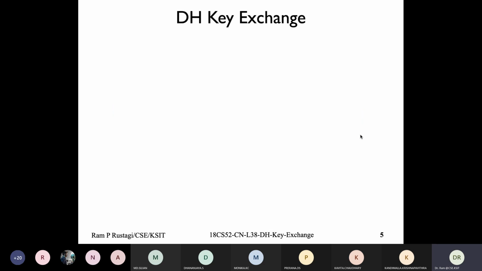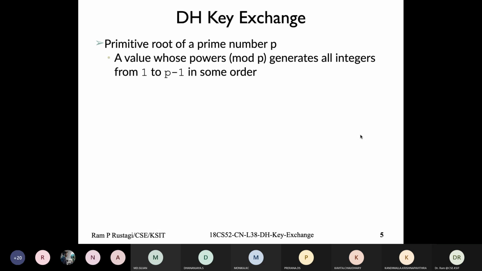Now let's first look at the discrete logarithm which is being used, and we'll see why that is useful. We know a prime number. A prime number is a number which cannot be factored. In discrete logarithm, we talk about a primitive root of a prime number. We are going a little deeper in mathematics.